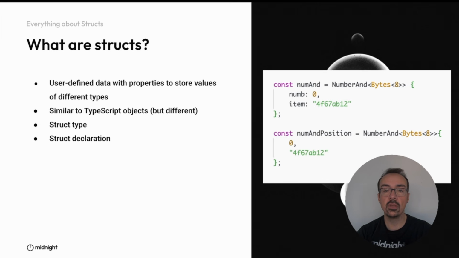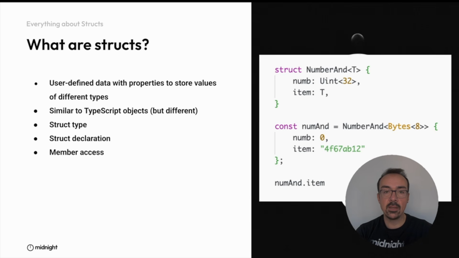So you use the const keyword to create a new variable, you use the name of that struct, and if the struct has a generic type, you have to pass that generic type, and then you can just assign values to the different properties of the struct.